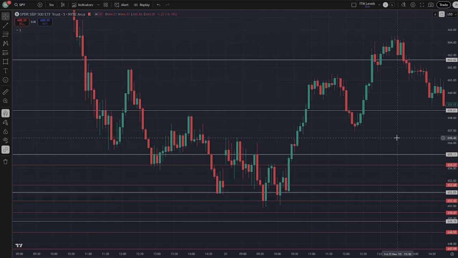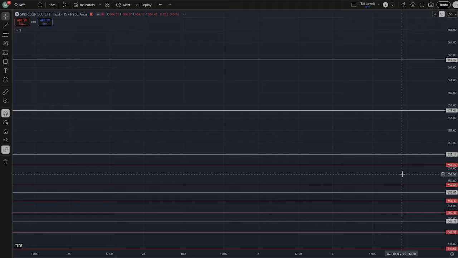I moved our key pivot up to 655.11. Makes a little bit more sense on the 5 minute. This one opened up at 655.10. I like that little adjustment just by a few cents.